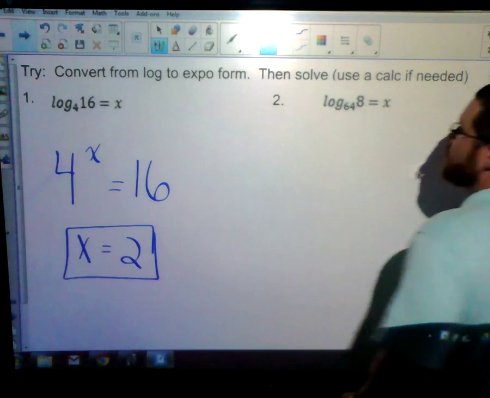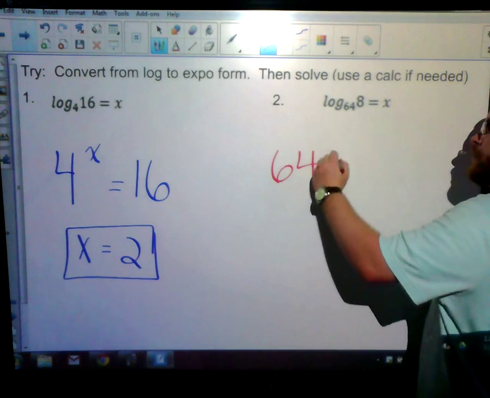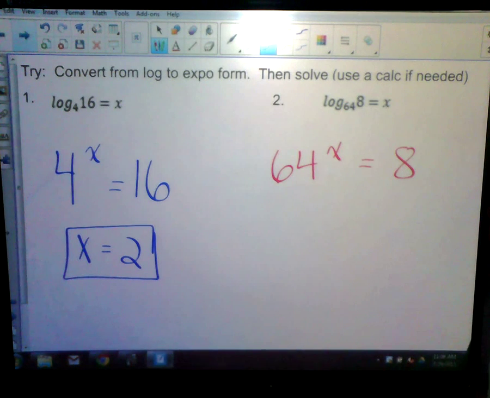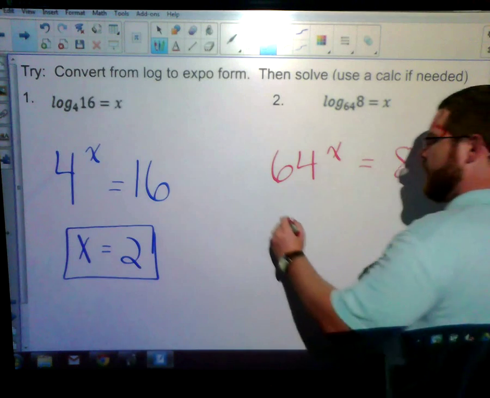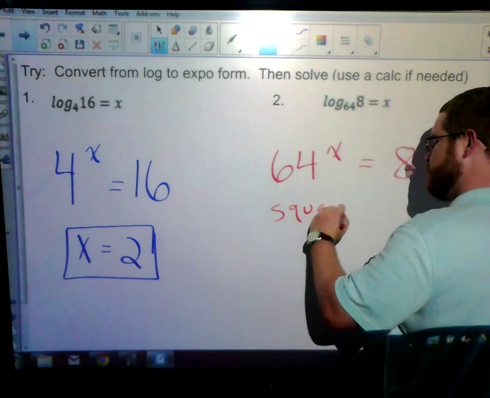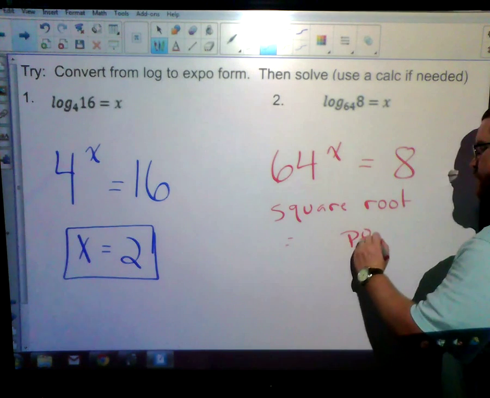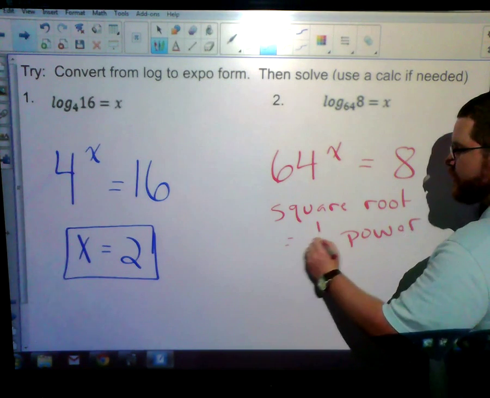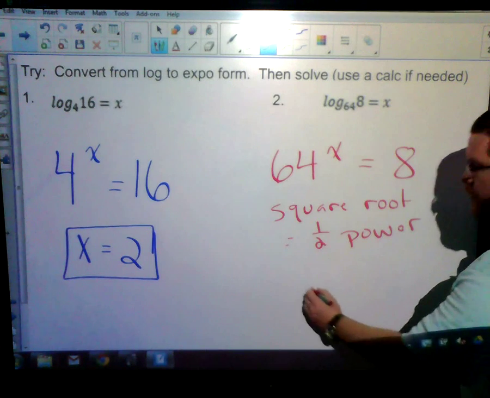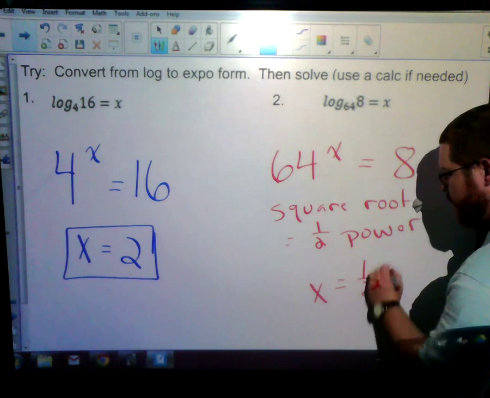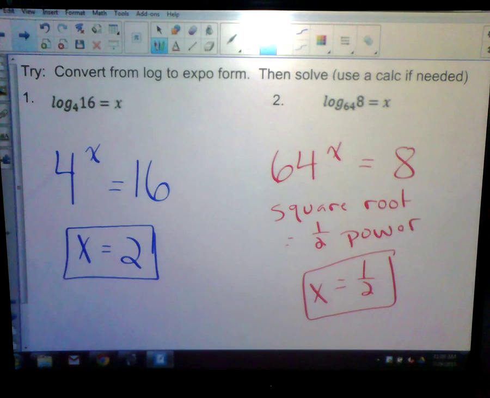How about over here? This is 64 to the x is equal to 8. Well, what can I do to 64 to get 8? I'm going to do a square root. But what power is a square root? A square root is a 1/2 power. So x equals 1/2. What power is a cubed root? It's a 1/3 power. What power is a 4th root? A 1/4 power.